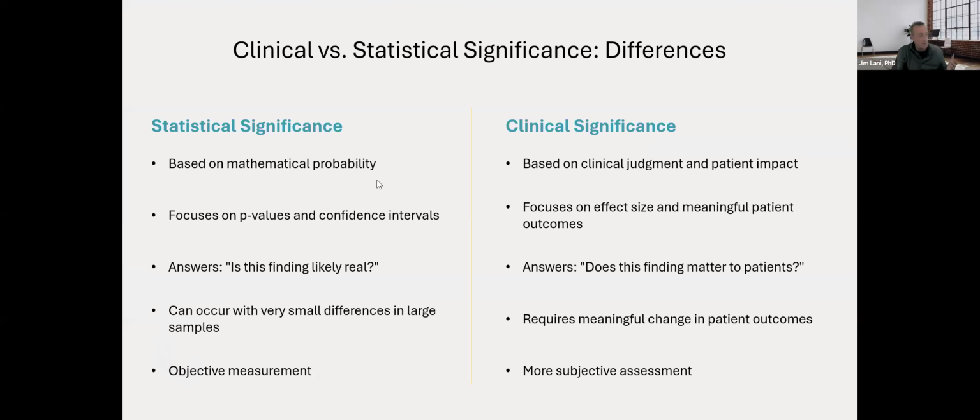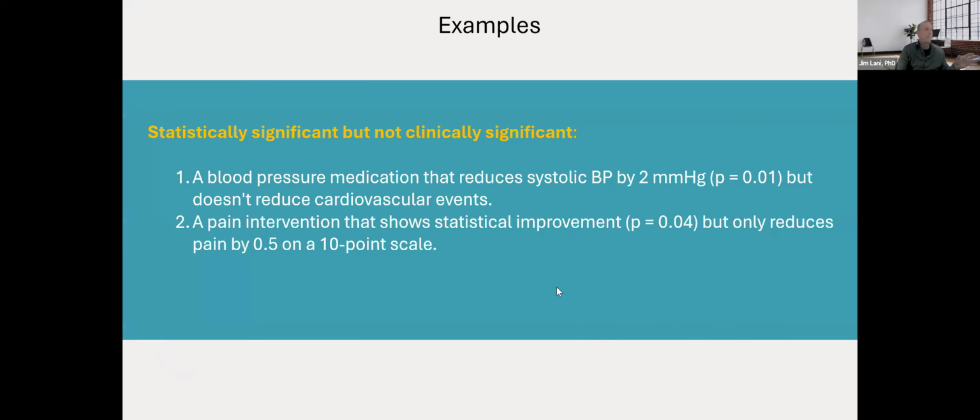Statistical significance is based on probability. It's mathematical, based on p-values. Did you find anything? The downside to this kind of significance is if you have large samples, small differences turn out to be statistically significant, okay? But would probably not be impacting the patients. And it's kind of objective. What is this p-value? Clinical significance is based on judgment, on the importance and meaningfulness of the outcome, okay? Does it matter to folks, patients? And it's more subjective.